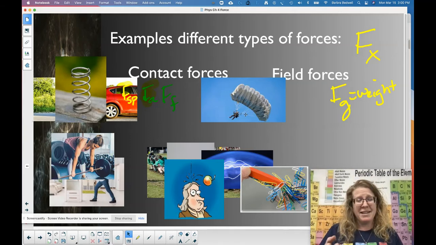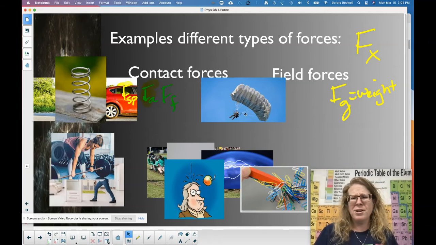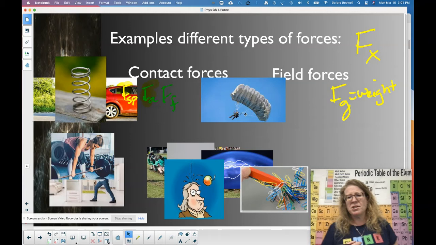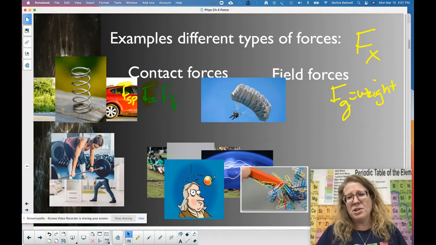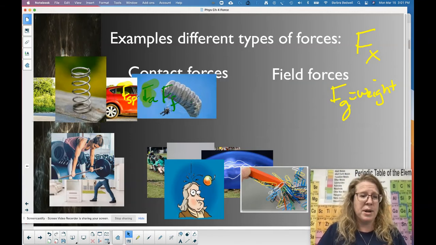He's got weight that is pulling him down towards Earth, but the parachute is providing an upward force, almost like a buoyant force, I guess, but it's actually functioning on air resistance. So that would just be basically an Ff type of force as well. So I'll put that guy over here.